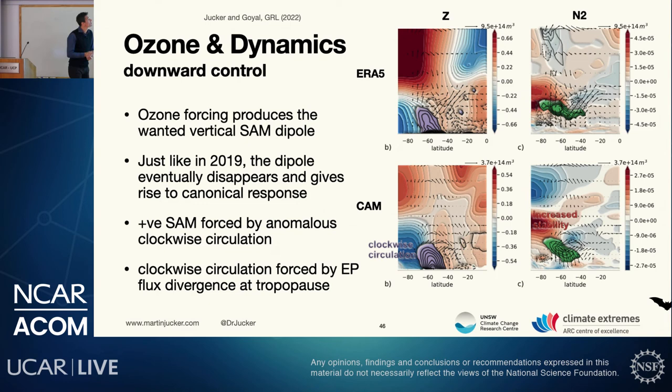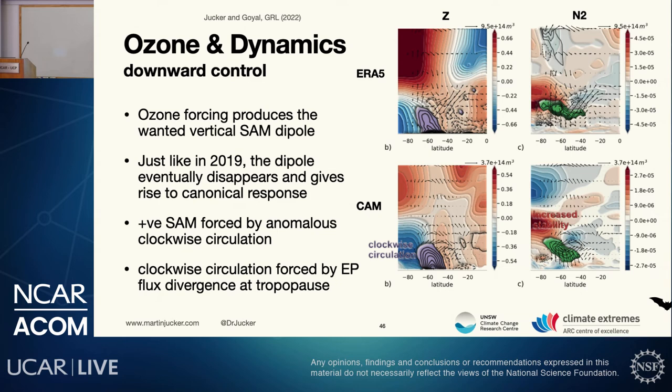So on top is 2019 in NR5. That's exactly the same thing as I plotted before. And here is in CAM in our proper simulations. I show the same quantities, just color-coded them.